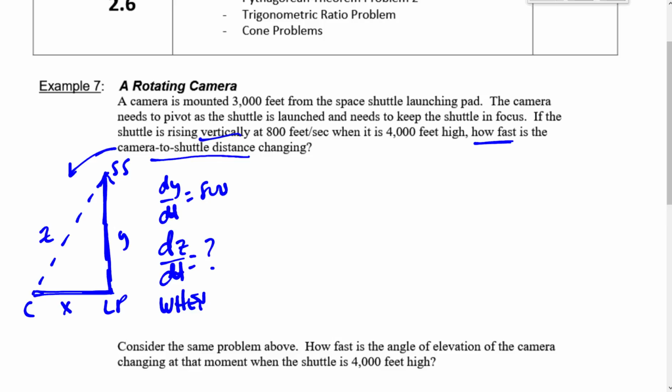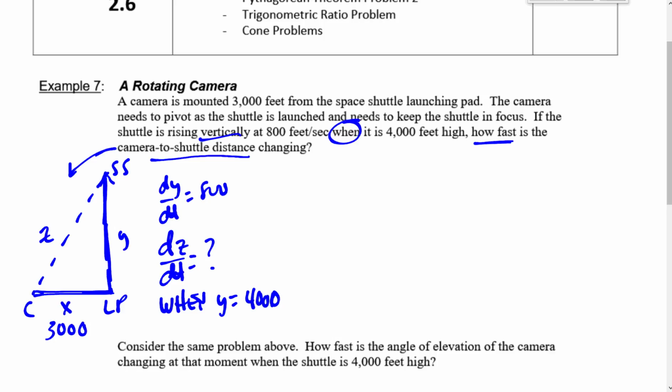Okay. We also, it says when, it's the most important word, when it, that is the space shuttle, is 4,000 feet high. Well, the y represents the distance that the space shuttle has traveled. So when y equals 4,000. All right, we are also given that the camera is mounted 3,000 feet from the space shuttle launching pad. That's x.